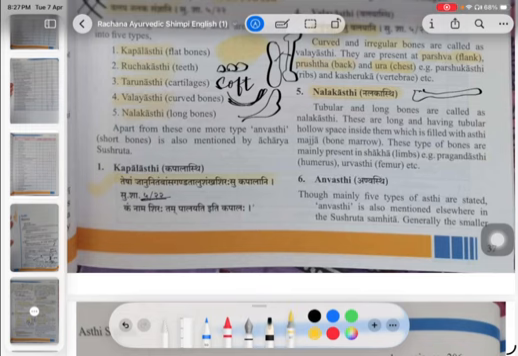Tubular and long bones are called Nalakasthi. These are long and have a tubular hollow space inside them, which is filled with asthi majja, that's bone marrow. These types of bone are mainly present in the limbs and shank. Example, Pragandasthi, that is humerus, and Urvasthi, that is femur.